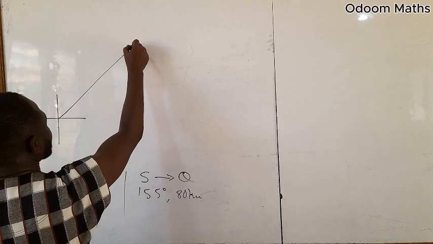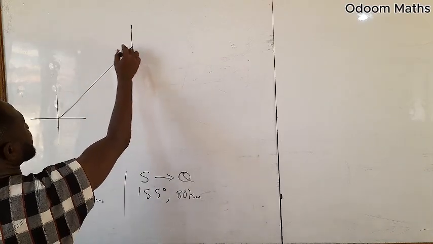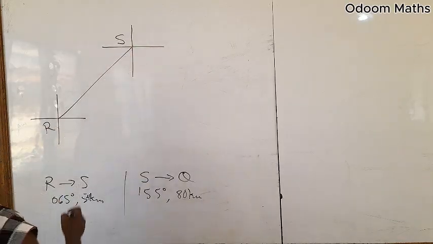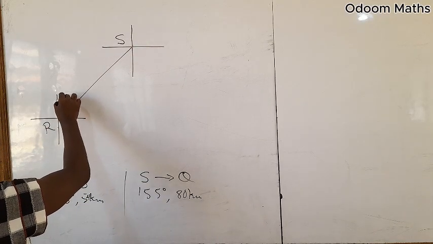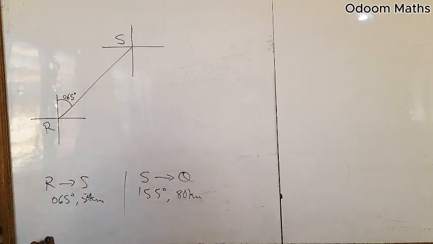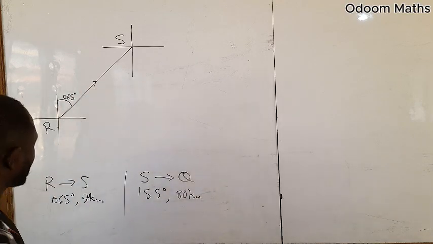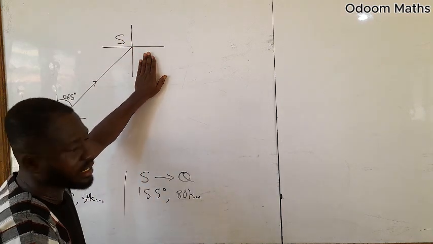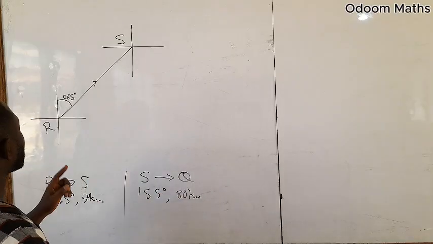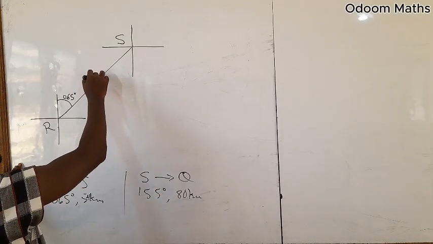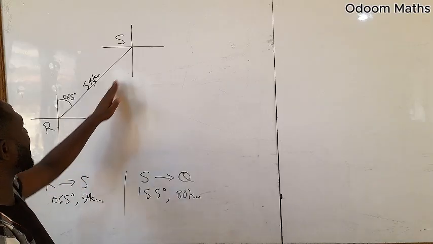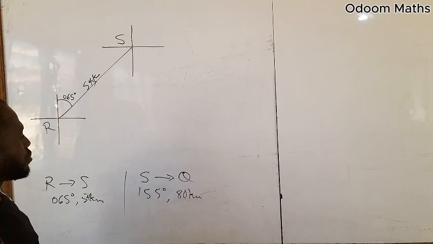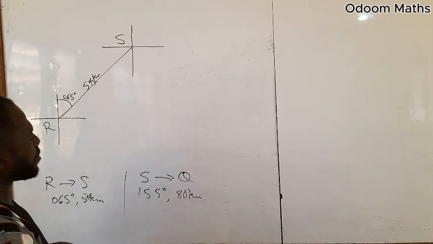So this is 65, and then R to S is 065 degrees. We are moving this direction. Then from S to Q is 155, and 155 will fall here. So 155, 80 kilometers. Please, like I said, this is 54 kilometers. The line here should be shorter than the one we are going to draw, so that we'll get the exact answer or angle.